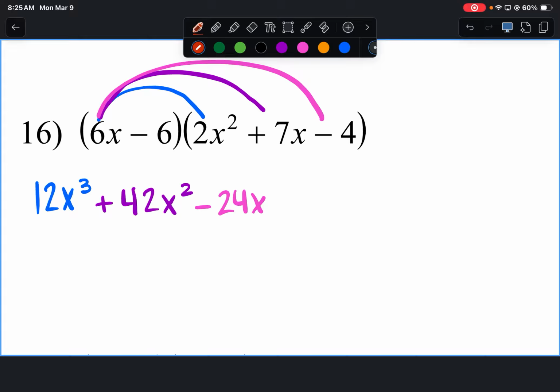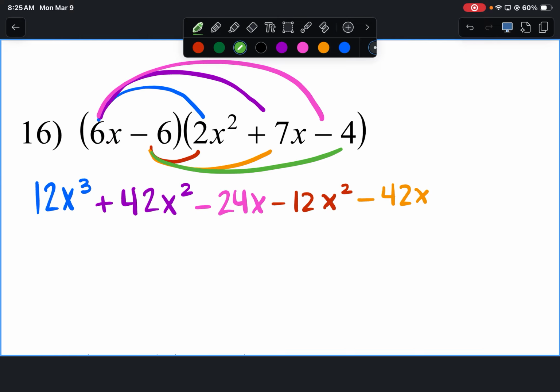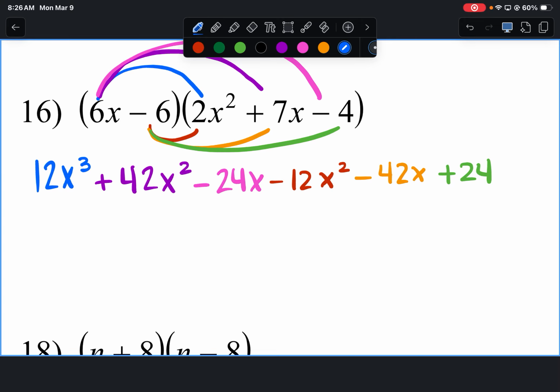And negative 6. What is negative 6 times 2x squared? Negative 12x squared. Negative 6 times positive 7x. Negative 42x. Negative 6 times negative 4. Yeah, plus 24. All right, so to write our answer for this one, what term needs to go first?